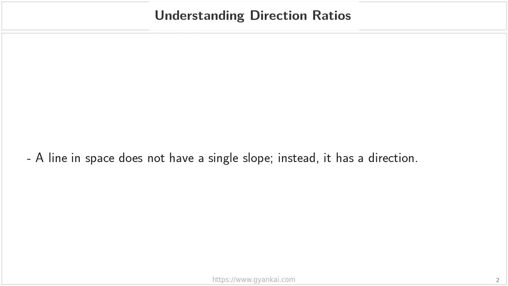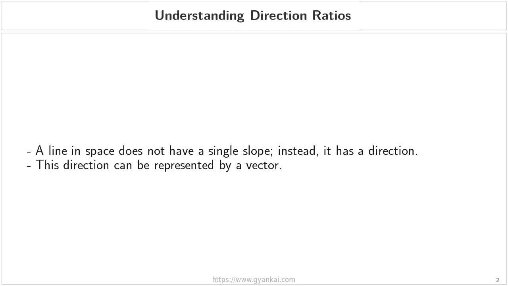Understanding direction ratios. Now that we've established that 2D geometry isn't enough to describe 3D space, let's look closer at how we define a line's orientation. In your previous math classes, you learned that a line in a 2D plane has a single, specific slope. However, once we move into three-dimensional space, a single number just isn't enough to capture the complexity of a line's tilt. Instead of a slope, we talk about the line having a direction. To make this concept mathematically workable, we can represent this direction using a vector. Think of a vector as an arrow pointing in a specific path.